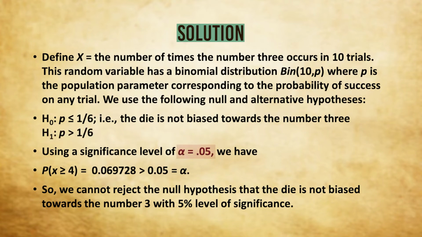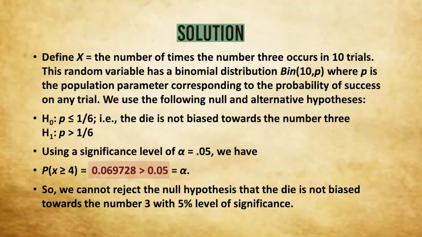Here we will use the significance level alpha as 0.05. So we will calculate probability x greater than equal to 4. So x greater than equal to 4 we can think of as 1 minus probability x less than 4, or we can simply calculate probability x is equal to 4 plus probability x is equal to 5 plus probability x is equal to 6 in terms of a binomial distribution, and you can calculate this will come out as 0.069728, something like this, and this is greater than 0.05, which is nothing but our level of significance.